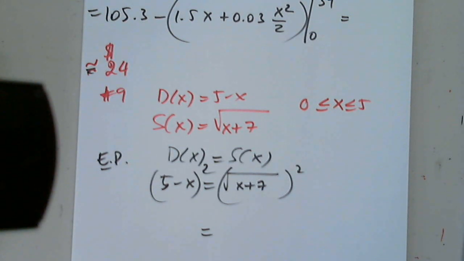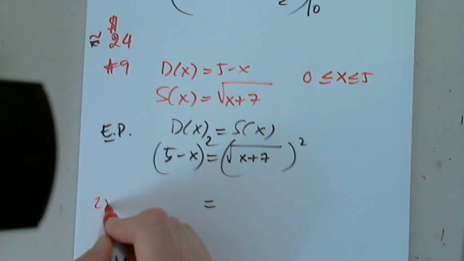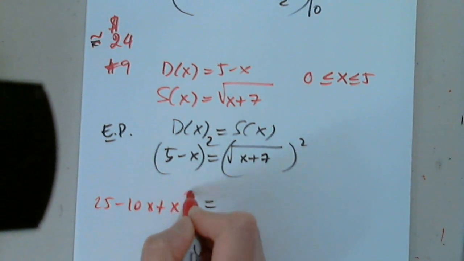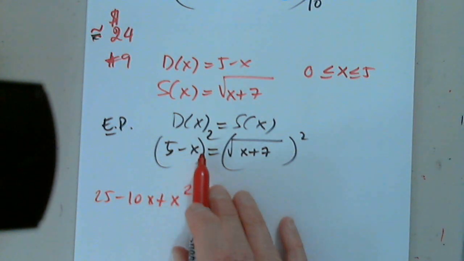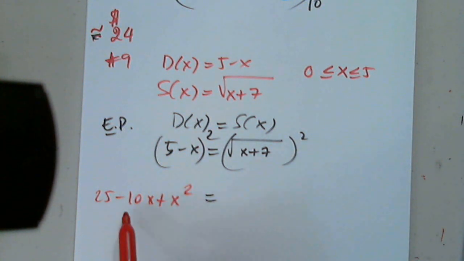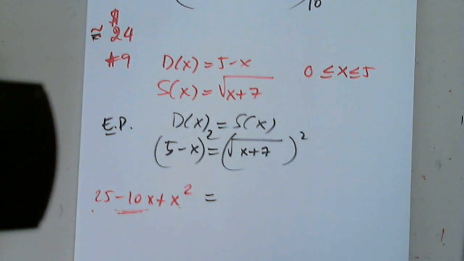Negative x squared minus 10x plus 25. So you mean 25 minus 10x plus x squared. Good. When we square negative x, we always get x squared. So only the middle term can have a negative sign. The first and the last will never have negative. Good. Perfect. What about the right-hand side? x plus 7. That's it.